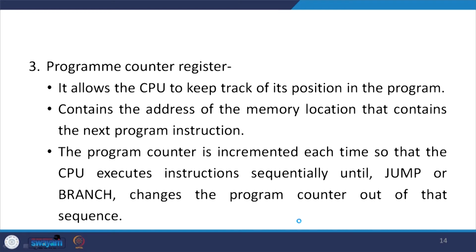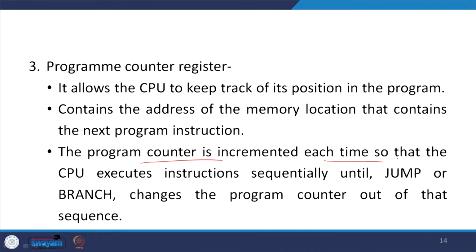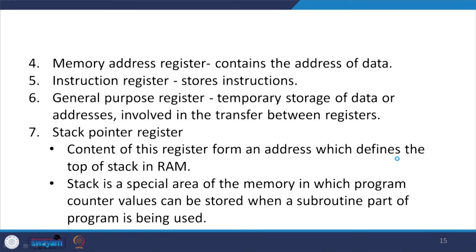Next is the program counter register. It allows the CPU to keep track of its position in the program. It contains the address of the memory location that contains the next program instruction, and the program counter is incremented each time so that the CPU executes instructions sequentially until a jump or branch changes the program counter out of that particular sequence. Then we have the memory address register which contains the address of data.